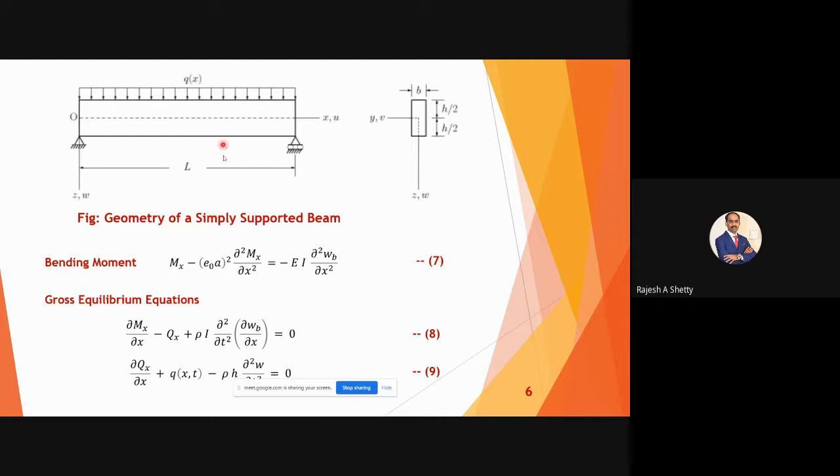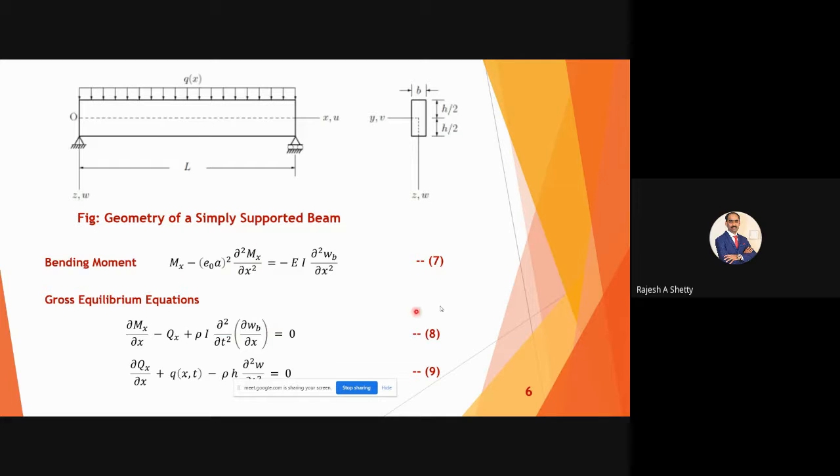Okay, next, in this case, we have considered a simply supported beam. Here we can see the geometry: the length of the beam is L, width is B and height of the beam is H. And you can see the coordinate system also. This is defined in Cartesian coordinate system. And similarly, next in equation 7, we have the bending moment. From the stresses, we have derived the bending moment expression. Here also you can see the effect of Eringen's elasticity.